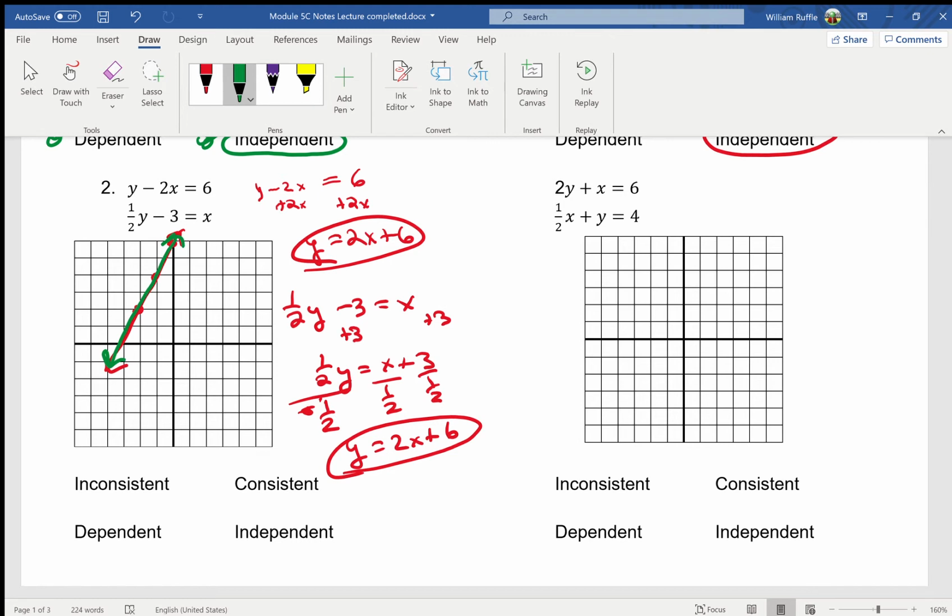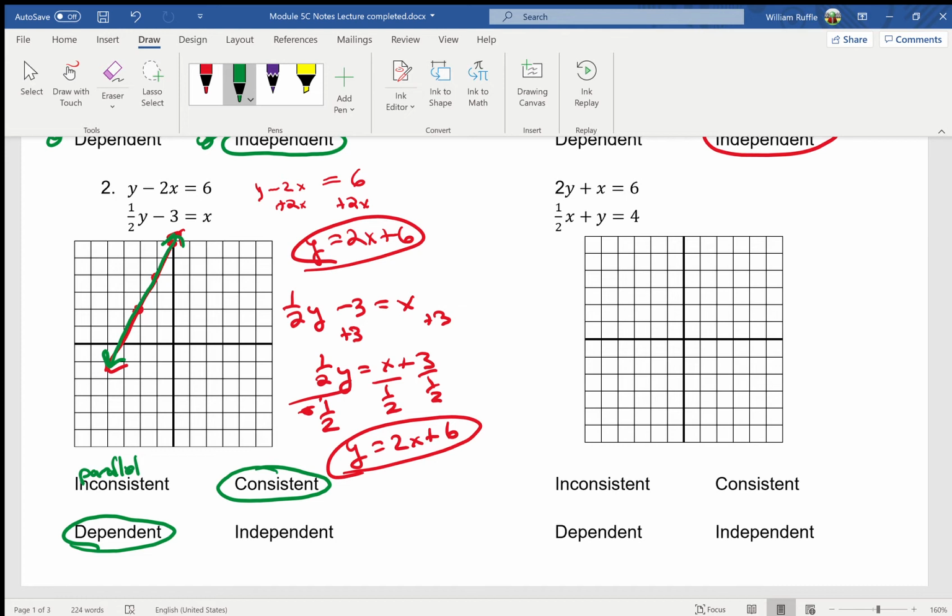So, and remember, inconsistent are parallel. You'll see two parallel lines. I don't see two parallel lines, so it's still consistent because I'm getting an answer. But they are now considered dependent because they're the same line. I do not see two independent lines. So when I only see one line on the graph, it is dependent.